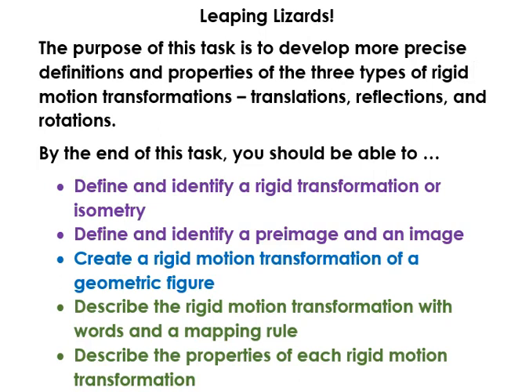By the end of this task, you should be able to define and identify a rigid transformation or isometry, define and identify a pre-image and an image, create a rigid motion transformation of a geometric figure, describe the rigid motion transformation with words and a mapping rule, and describe the properties of each rigid motion transformation.